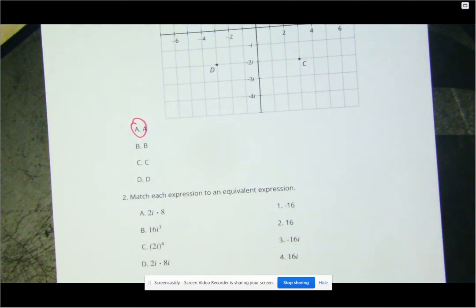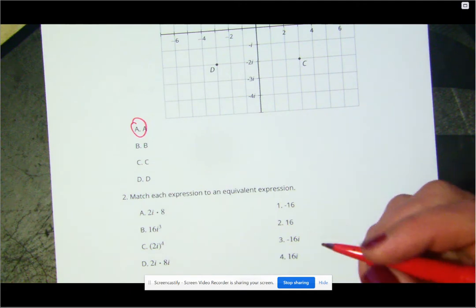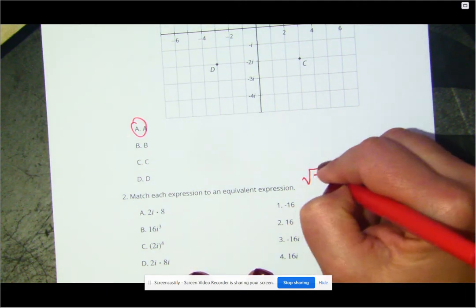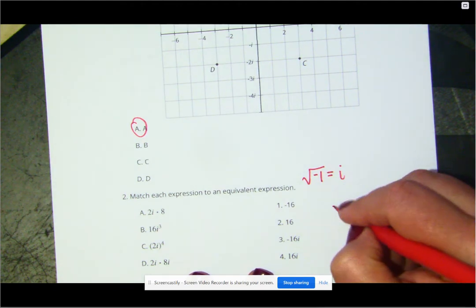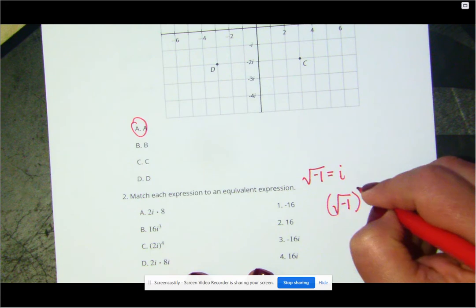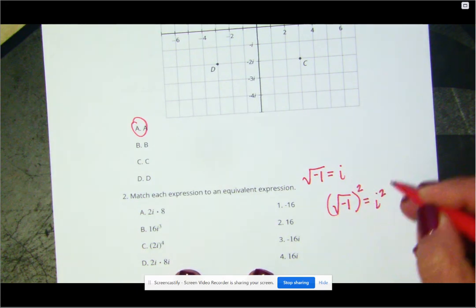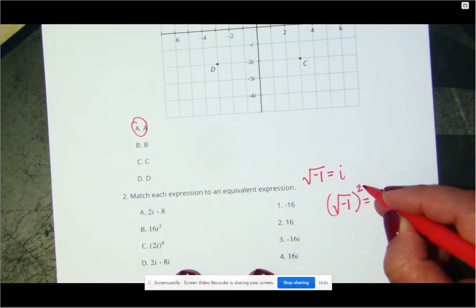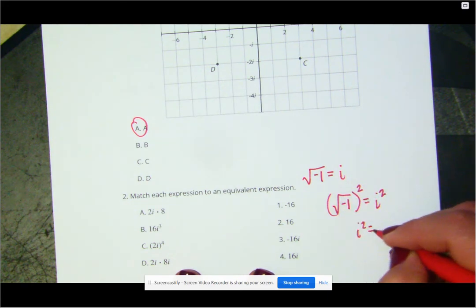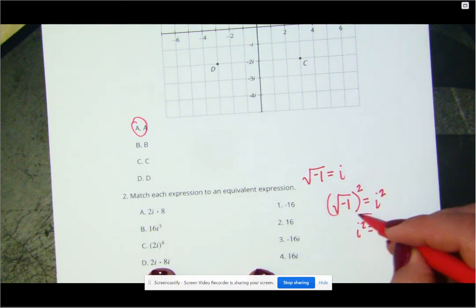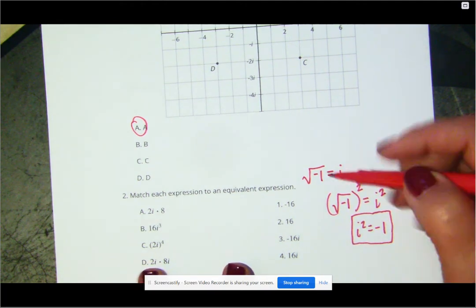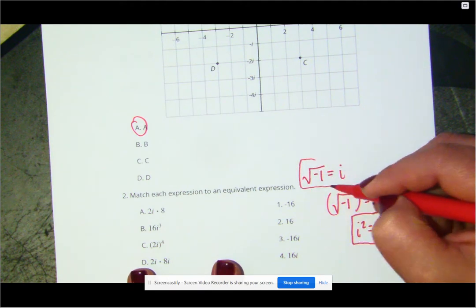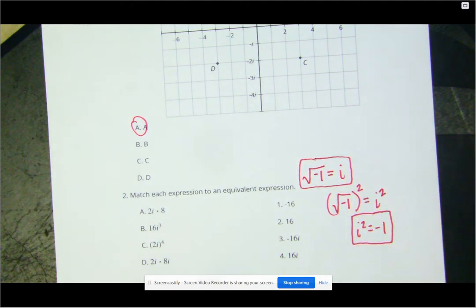Match each expression to an equivalent expression. There's a few things I want to write down as a guide, and you might need to write these down for a while. The square root of -1 is defined as i. And that means if we square that, i squared is -1. This is one you're probably going to want to really get comfortable with.